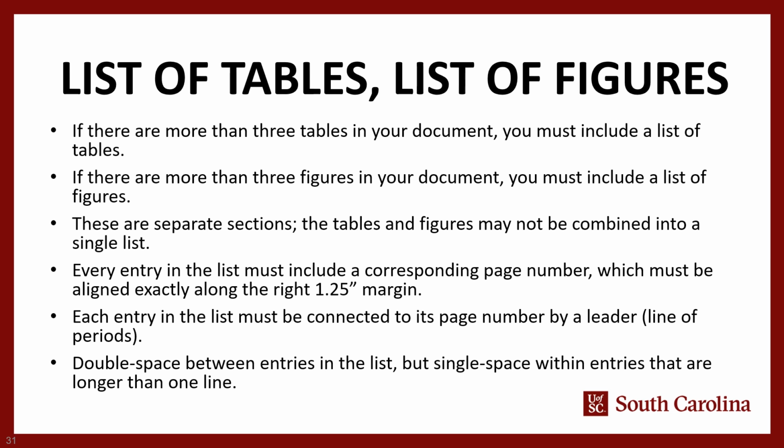If you have more than 3 tables in your document, you must include a list of tables in the front matter. Likewise, for the list of figures, if you have more than 3 figures, you must have the list. If you have 3 or fewer, these lists are optional. These lists follow the same rules regarding margins, spacing, alignment, and the leader that we just saw for the table of contents.